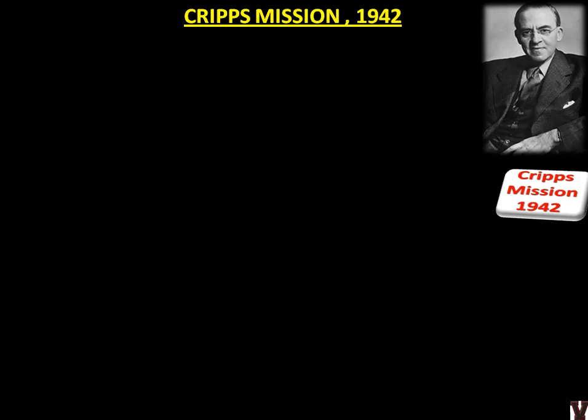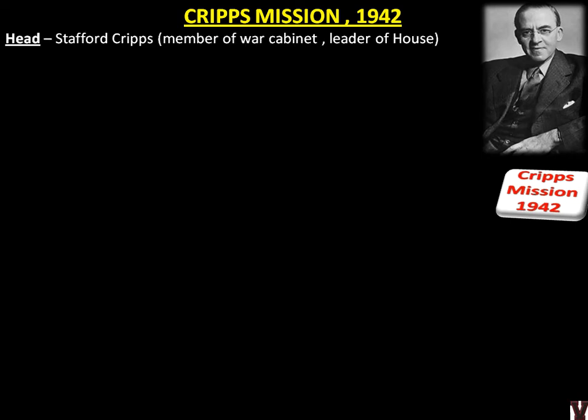Next is the Cripps Mission. In 1940, you saw that it failed. The British could not get the help or support of Indians. So two years later, when the individual Satyagraha and Delhi Chalo movement were over, the Cripps Mission was sent. Cripps is actually the name of the person. You see the photo on the right side. It is Stafford Cripps, member of the War Cabinet and Leader of the House. He was sent to India with a mission. So that is why it is called the Cripps Mission, 1942.